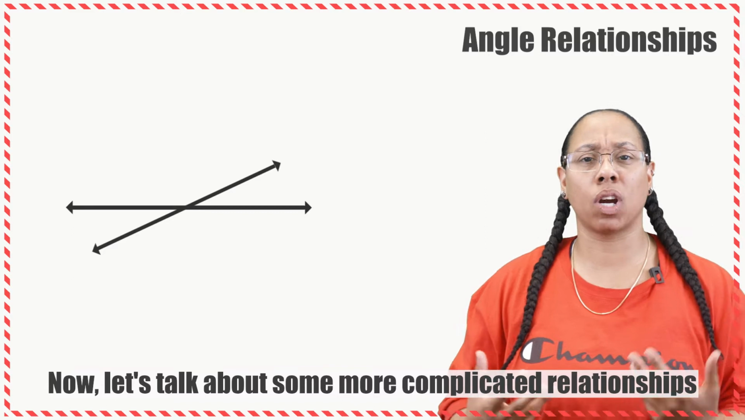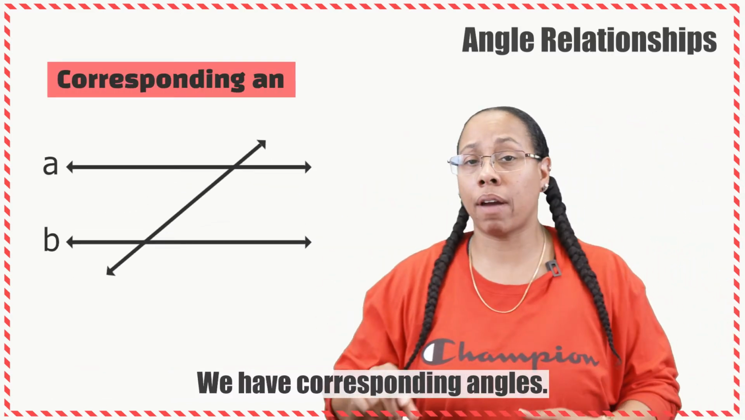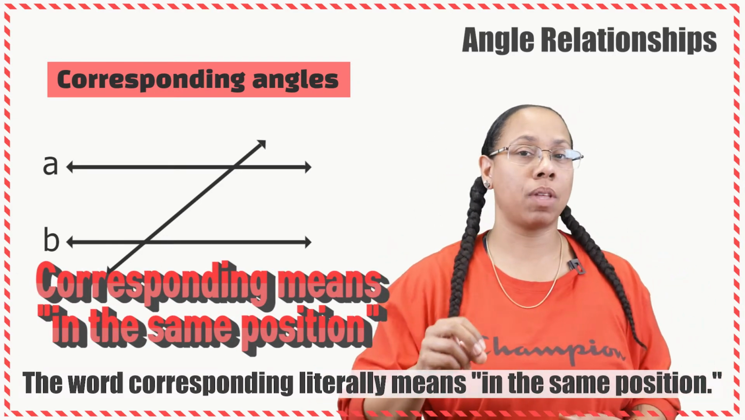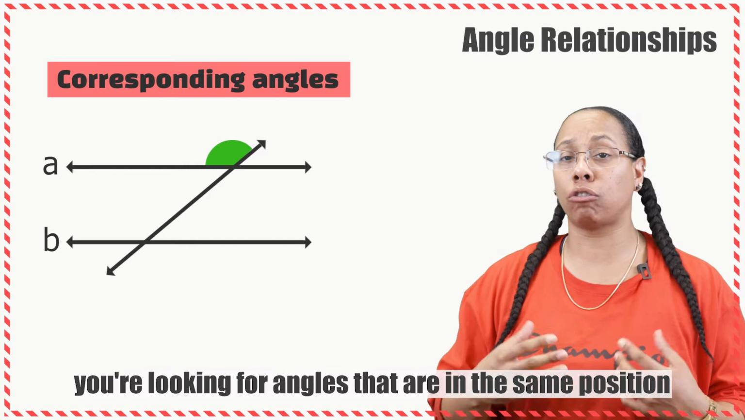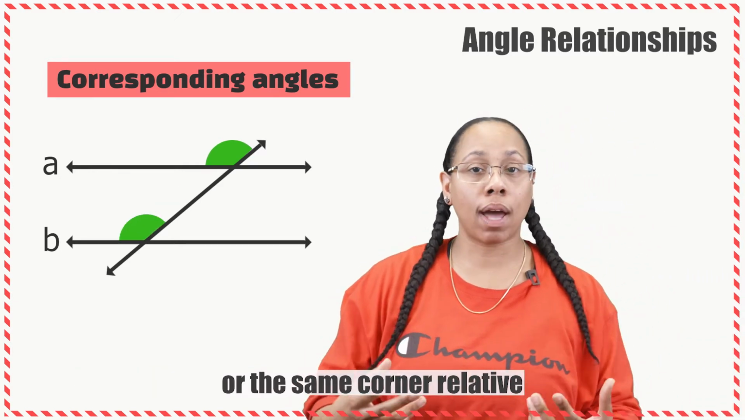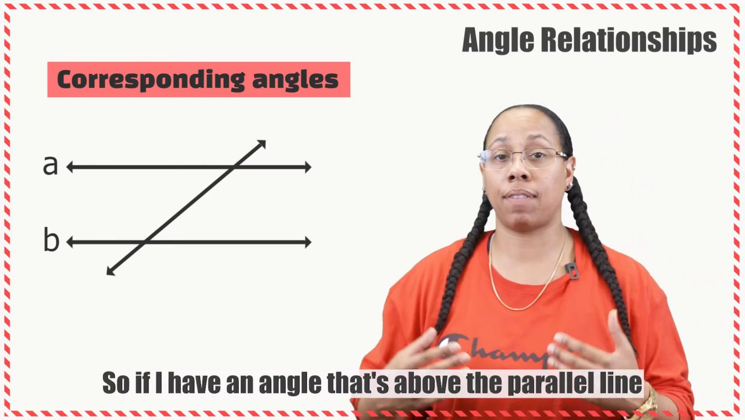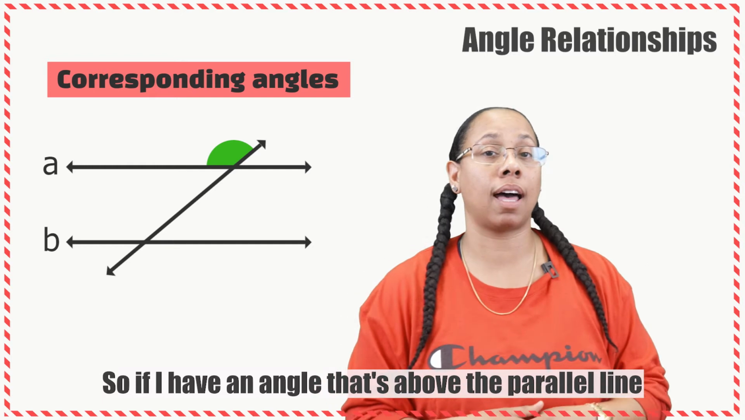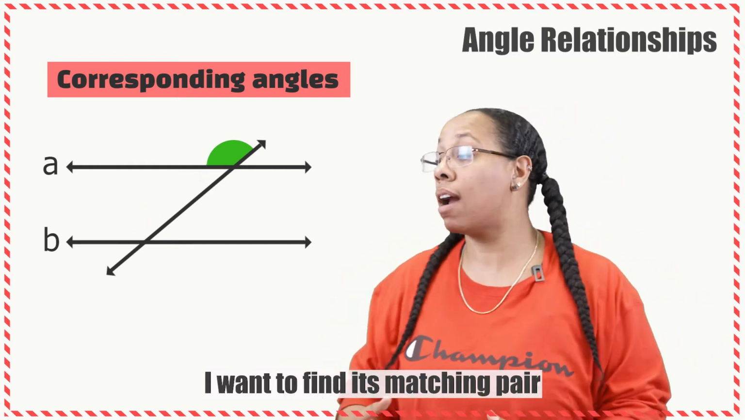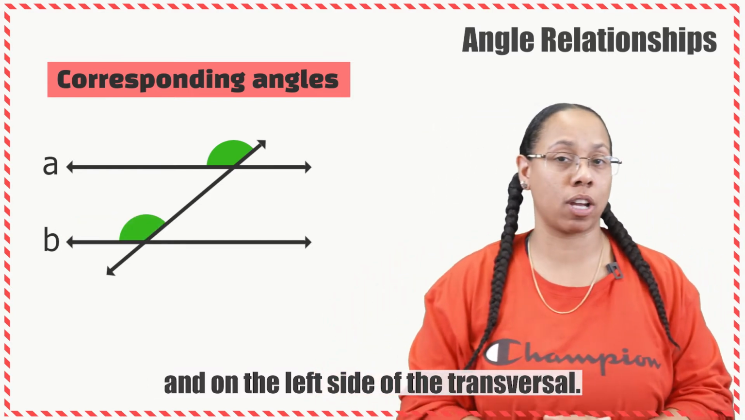Now let's talk about some more complicated relationships that require both of these parallel lines. We have corresponding angles. The word corresponding literally means in the same position. So when you look for corresponding angles, you're looking for angles that are in the same position or the same corner relative to your parallel line and your transversal. If I have an angle that's above the parallel line and to the left of the transversal, I want to find its matching pair that is also above the other parallel line and on the left side of the transversal.